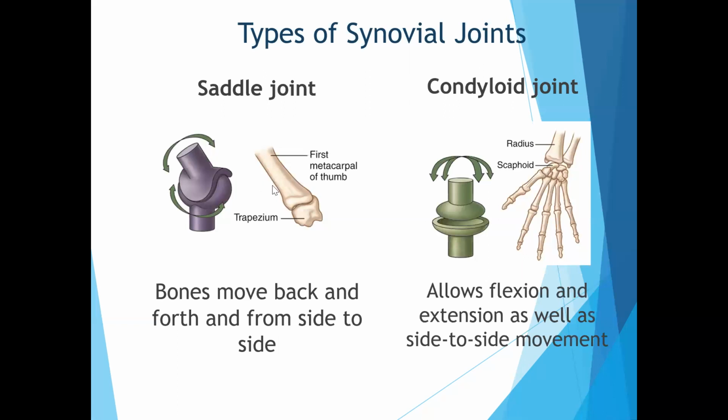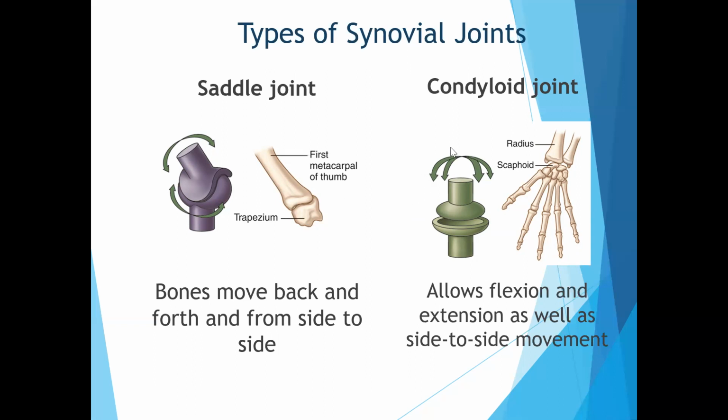All right, a saddle joint. It's called that because the shape is almost like a horse's saddle. It can allow a bone to move back and forth as well as side to side. Not quite as much movement as a ball and socket joint, and we don't see this one super often. The thumb on its wrist bone, the trapezium here, is a good example of this. But this is not a common joint to see.